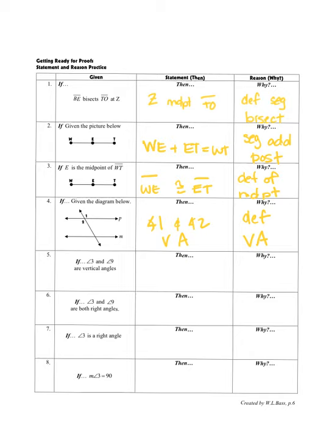If we are told in number 5 that we have angle 3 and angle 9, that they are vertical angles, then what we know is that angle 3 must be congruent to angle 9. And the reason behind there would be our vertical angle theorem.